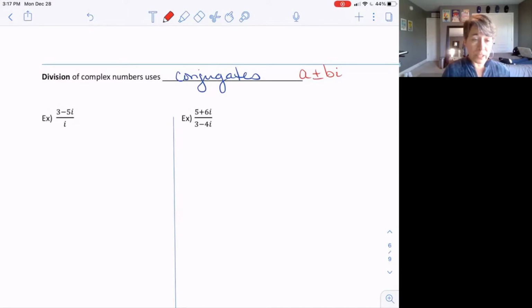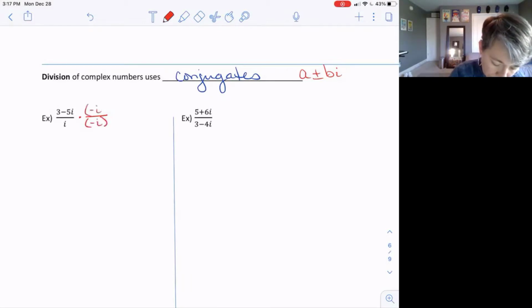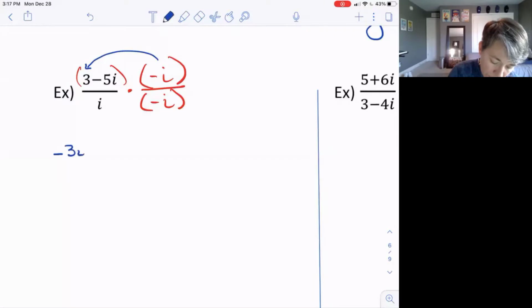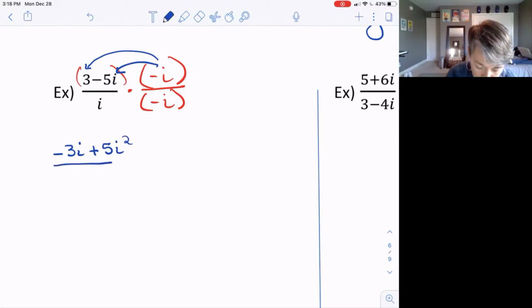So what we can do is multiply both by the conjugate, top and bottom. So if i is the denominator, we're going to multiply top and bottom by its conjugate, which is negative i. And that means we have to distribute it to everybody in the top and everybody in the bottom. So if we distribute it here, we would get a negative 3i. And negative times negative would give us a positive 5i squared. And then the denominator would give us a negative i squared.